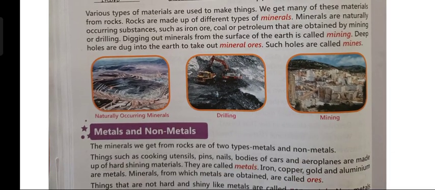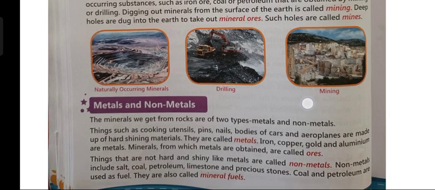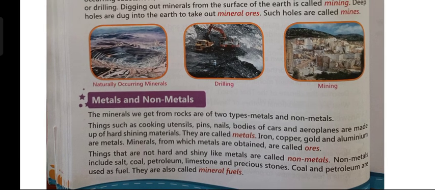So children, minerals are found in nature in crude form. Crude means kacha. So minerals are found in nature in crude form, and with the help of minerals only many things are made. Now children, the next topic which we will study is metals and non-metals. The minerals which we get from the rocks are of two types, metals and non-metals.